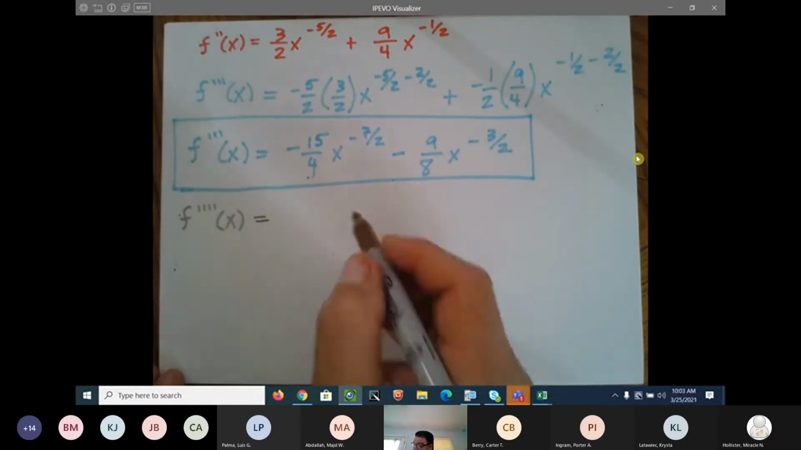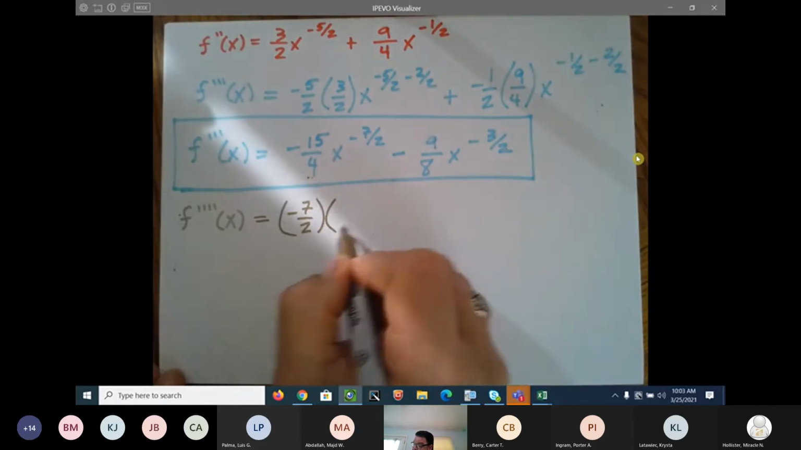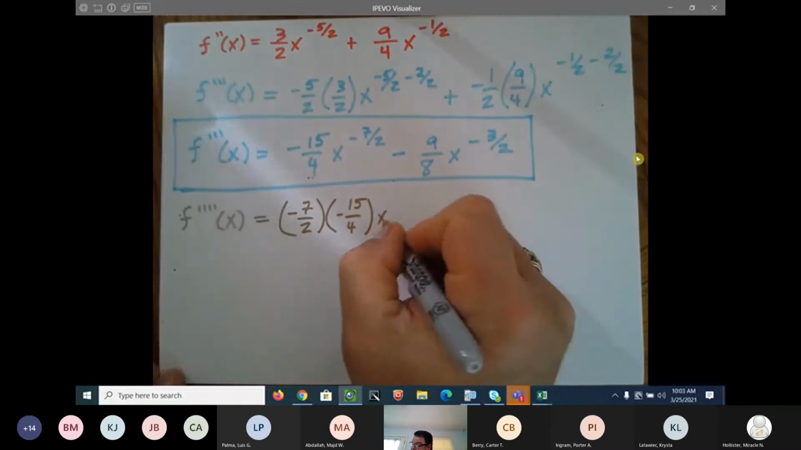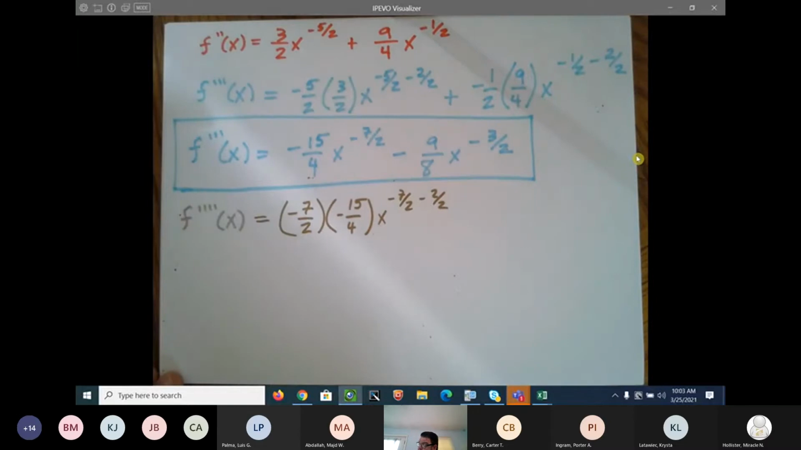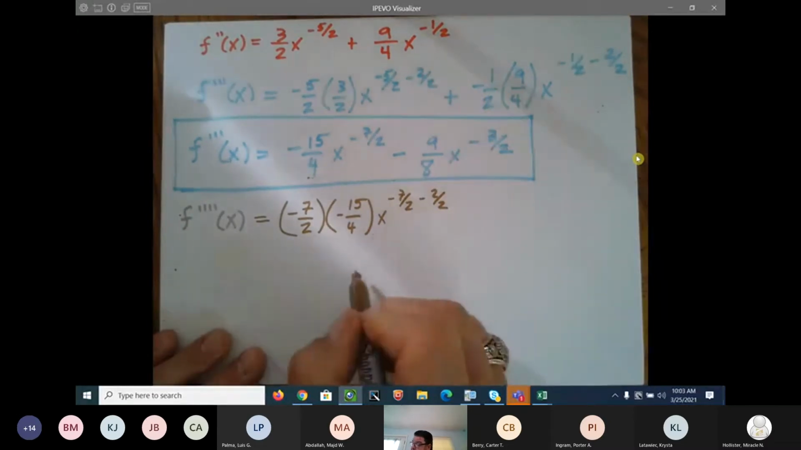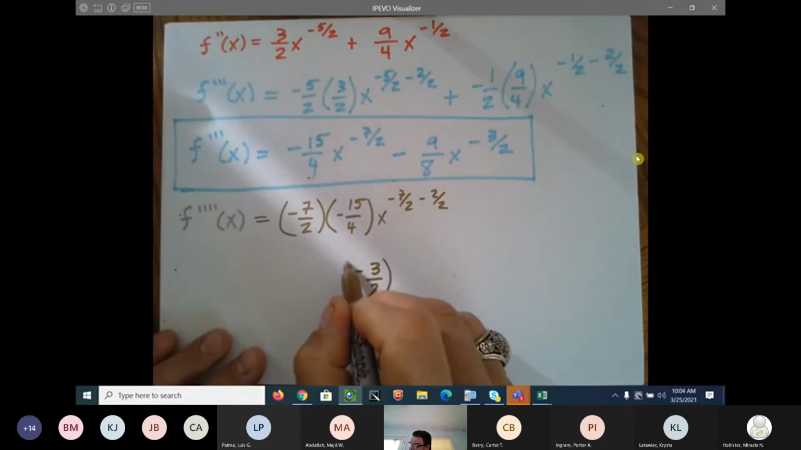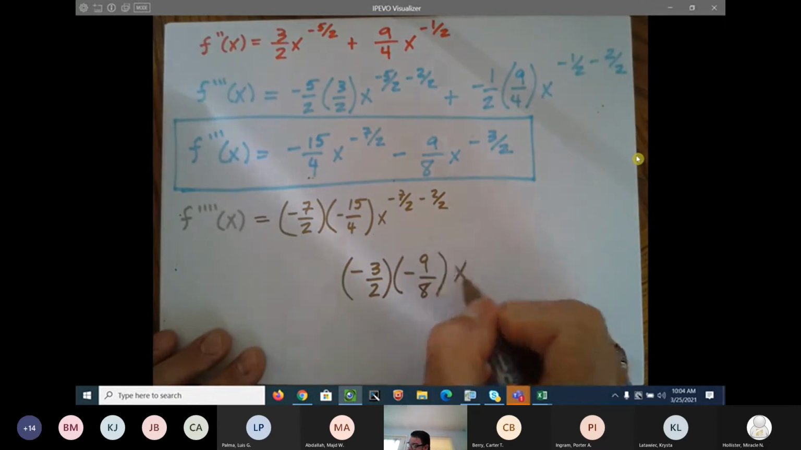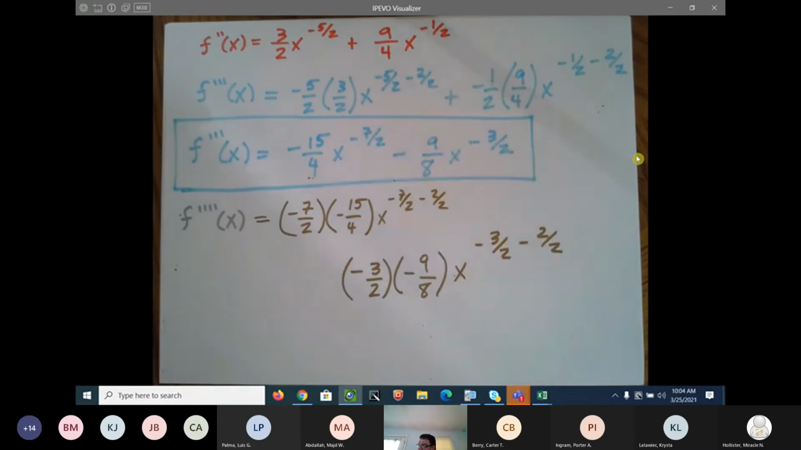All right, so -7/2 times -15/4 x to the -7/2 minus 2/2. I'm going to drop down a level because I'm going to run out of room over here. So that's going to be -3/2 times -9/8 x to the -3/2 minus 2/2.